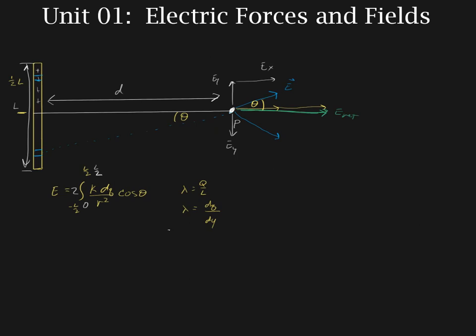and I'm going to leave it as an exercise to you to prove to yourself that it is the same thing. I want you to actually go through the math and show that they come out to the exact same answer. We have E is equal to the integral from minus L over 2 to L over 2 of k lambda dy over r squared cosine of theta.